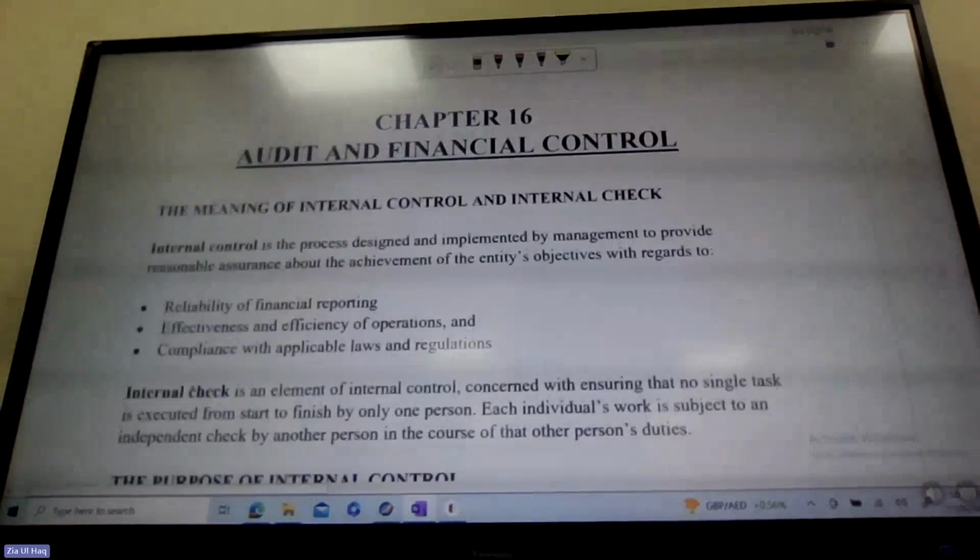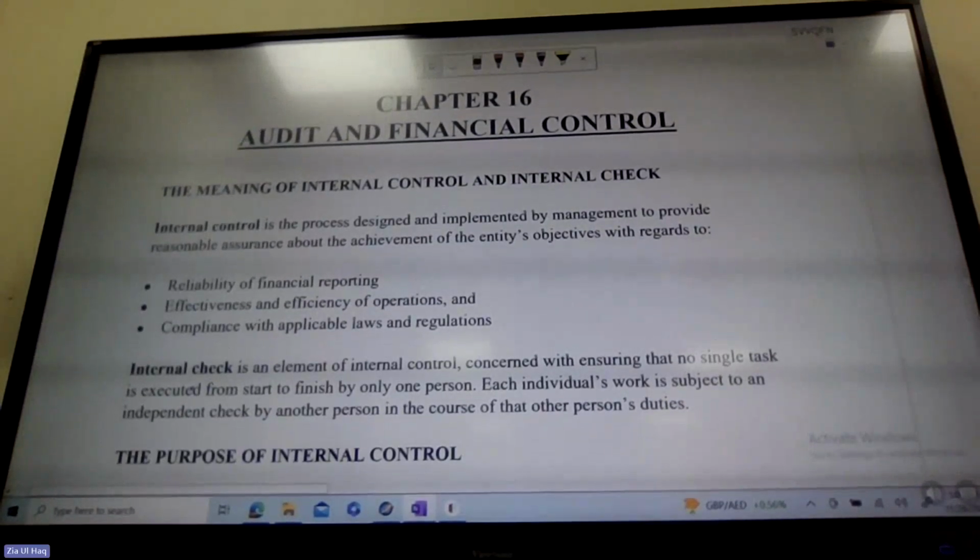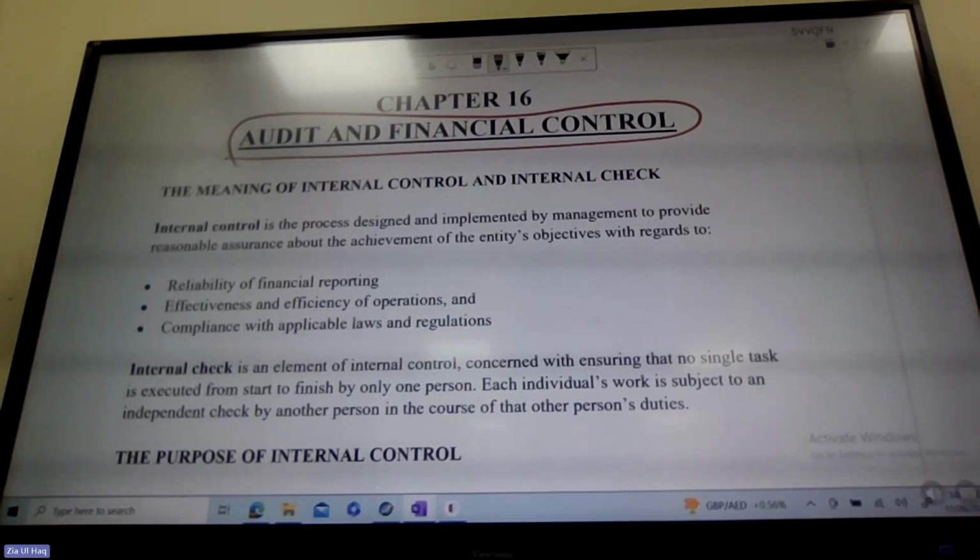So chapter 15 completed. Now moving towards chapter 16. The name of chapter 16 is Audit and Financial Control. The same chapter you will study in next level, AA, Audit and Assurance paper. But they have included it here, so we need to get knowledge of these things.